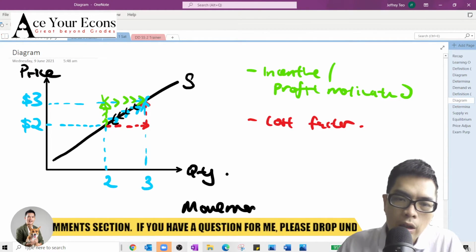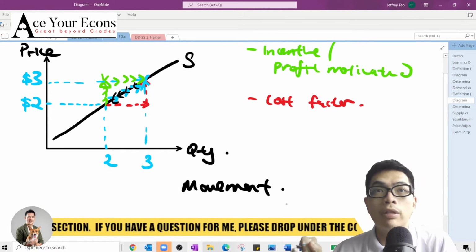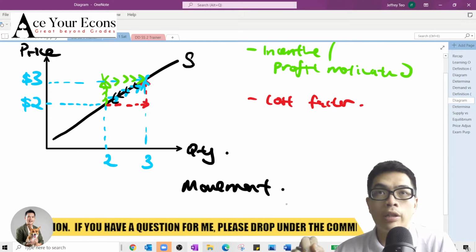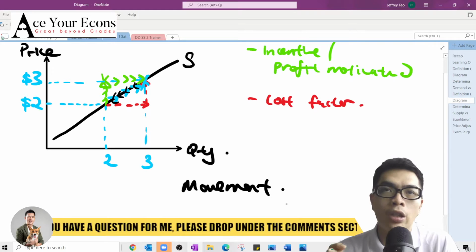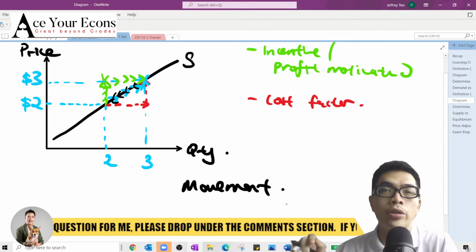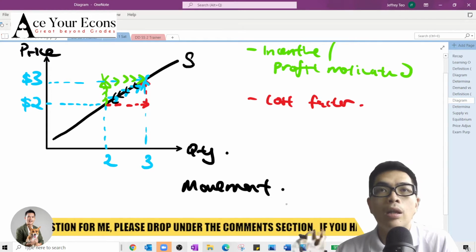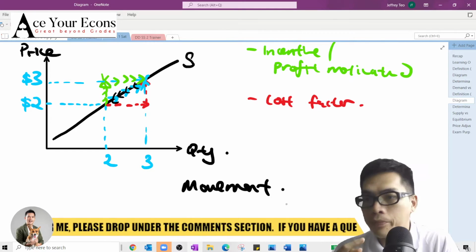So in demand and supply, it's all about movement and shift. We need to decide when there is a movement and when there is a shift. More often than not, we are tested on shift. Sometimes they can be used in combination. I will show you in a short while. But like I've said, focus on shift more than movement.